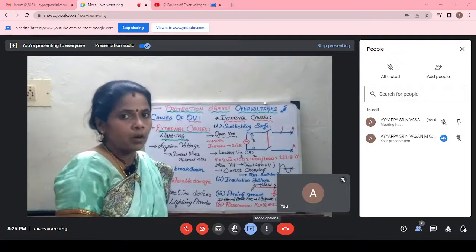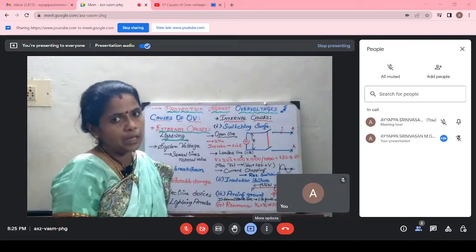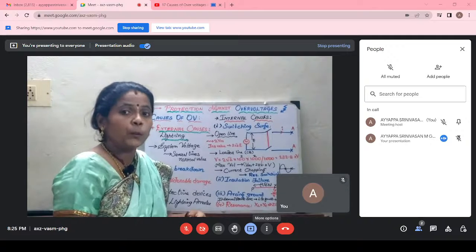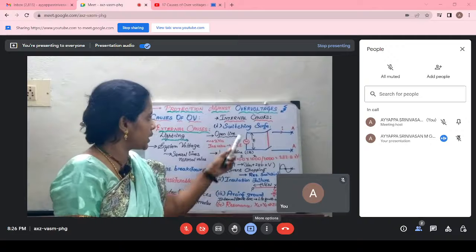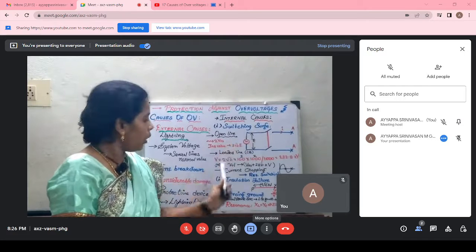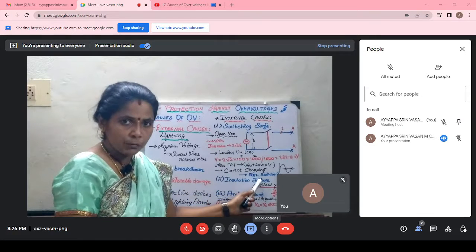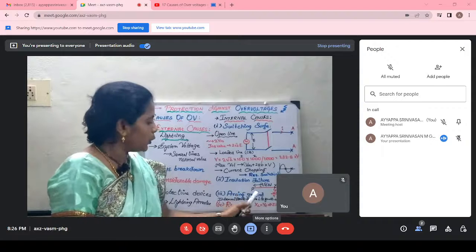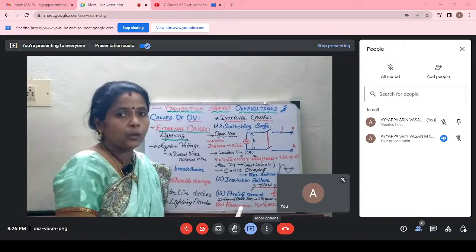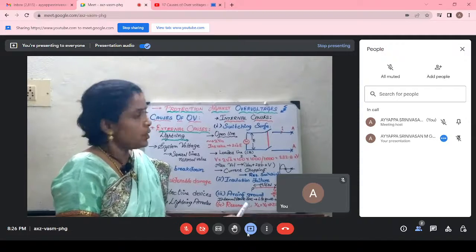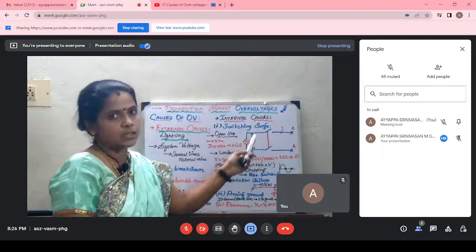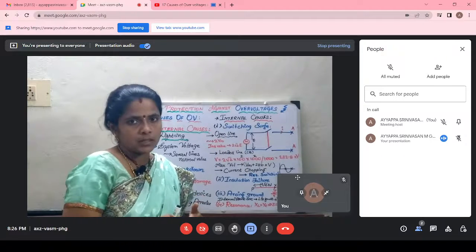Under internal causes, you have 4 sub-classifications. It could be due to switching surge, insulation failure, arcing ground, or resonance. First we will analyze the switching surge. Now, what is the switching surge?